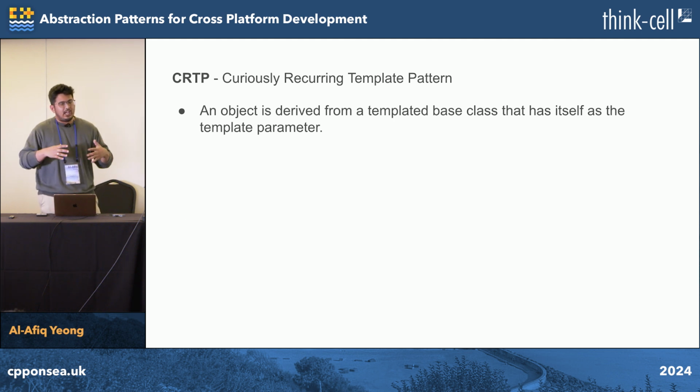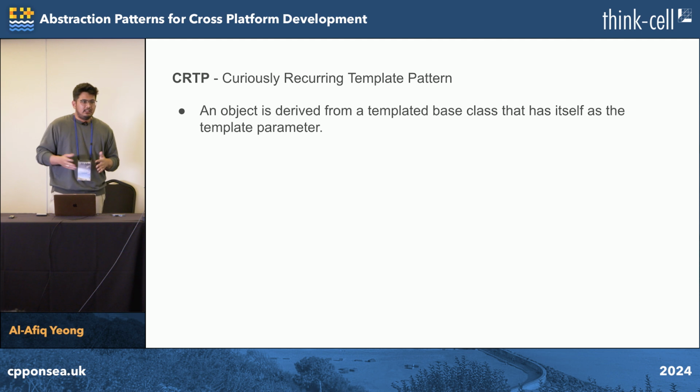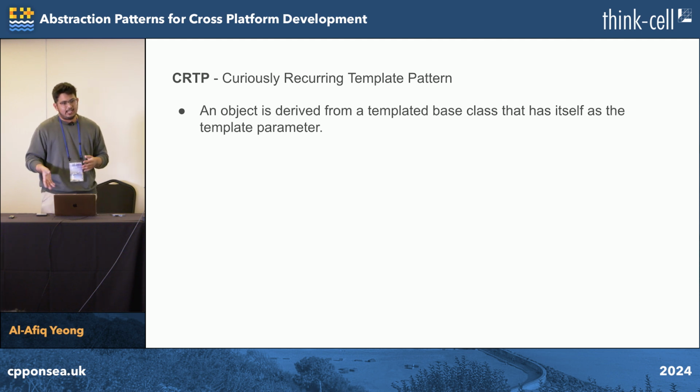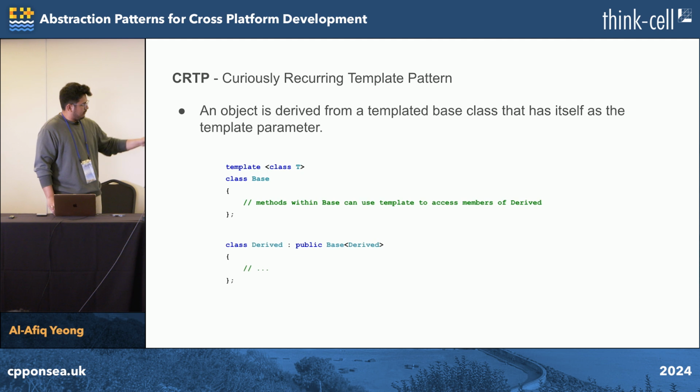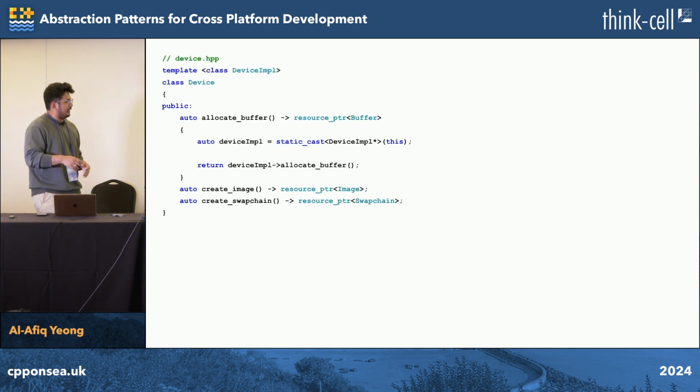CRTP is basically you have a base class that has a template parameter. You create an object that is derived from the base class, and you just apply the object's name as part of the base class's template param. If all of that sounds like gibberish, then there's a visual representation. We have the base class that has a template parameter. We create a derived class from the base class, and then the derived class is part of the base class's template parameter. And with CRTP, you can abstract code like this, right? The benefit of CRTP is that we can cast the this pointer of the base class into the implementation and then invoke the derived class version of that function.